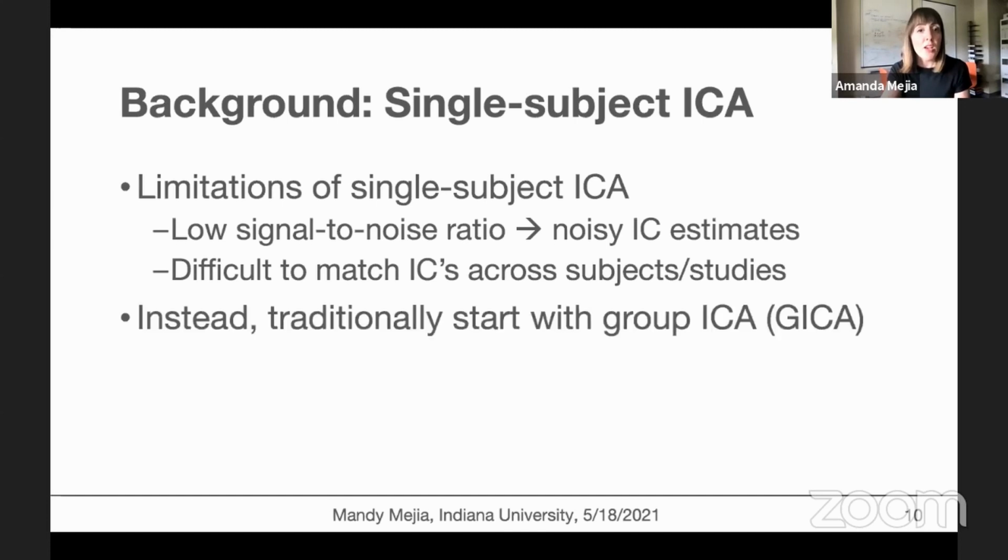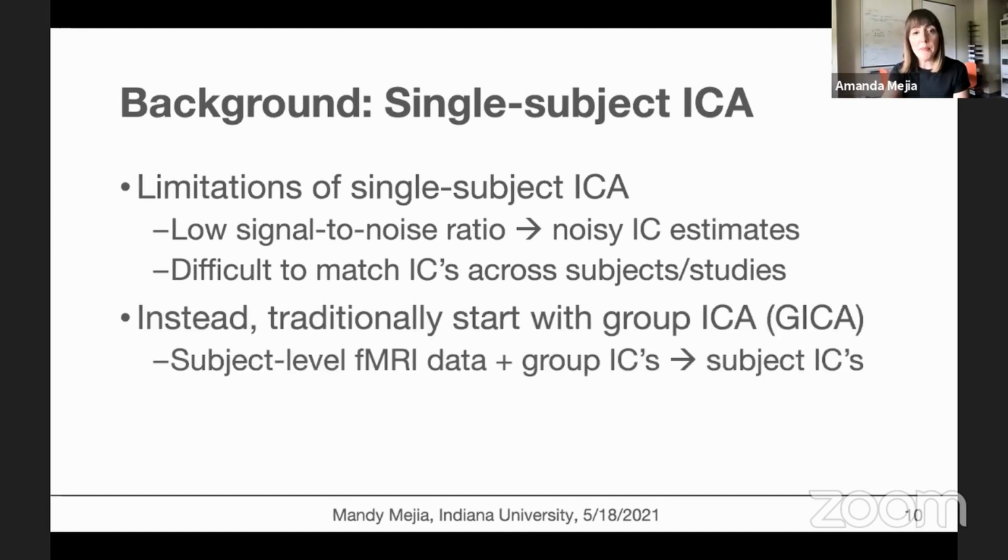So instead, traditionally, most analyses will begin with a group ICA and then combine the subject level fMRI data with the group ICs to obtain subject ICs using some method. There's a variety of methods available to do this. One benefit of this is that the subject level ICs are matched to the group ICs that we started with. So if we apply this approach to many subjects, we'll have a set of subject level ICs that are all matched to each other and therefore can be compared.